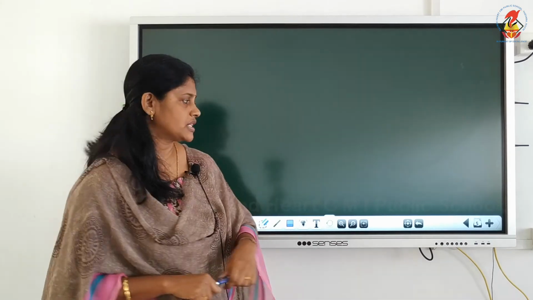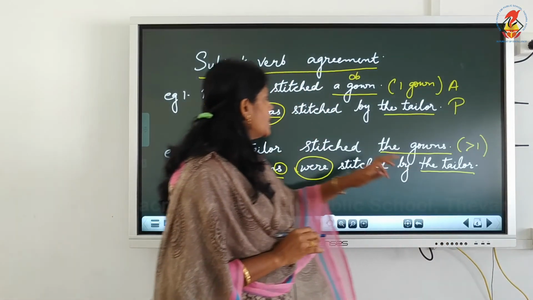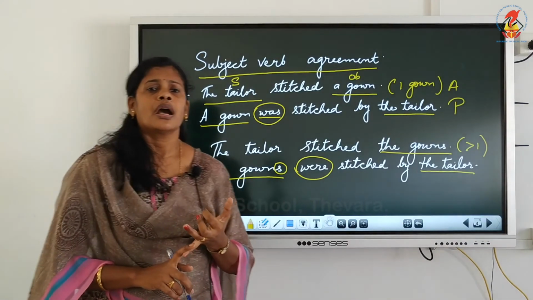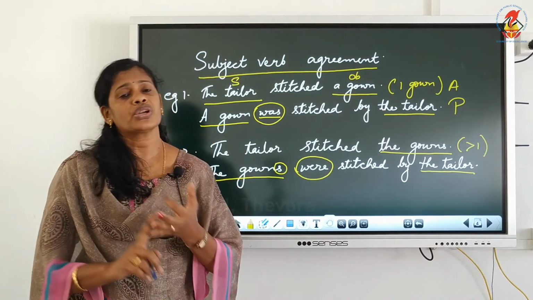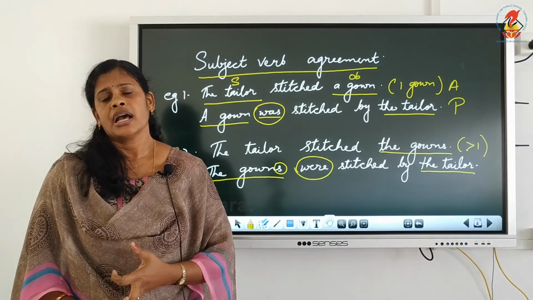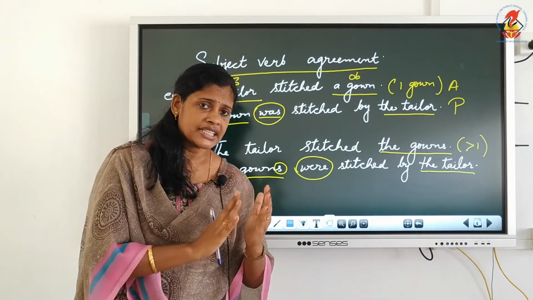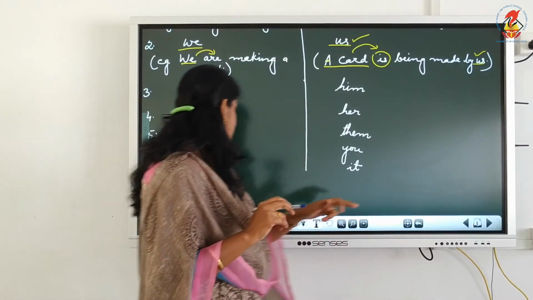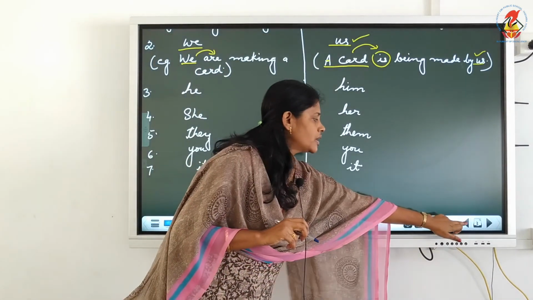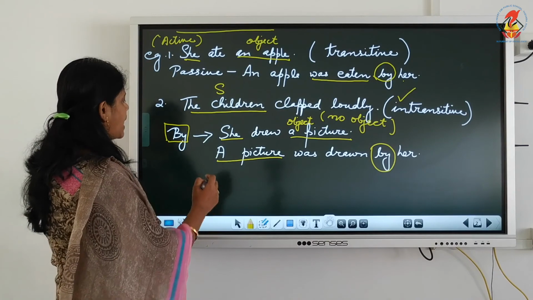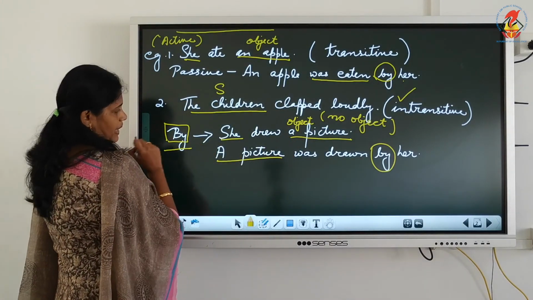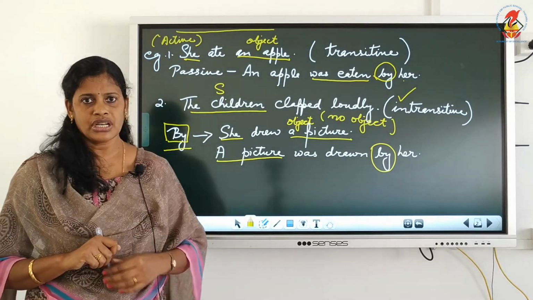So here, now I come to the end of this first video. In the first video, you should be remembering what is subject-verb agreement, what is an active voice, what is a passive voice, how to convert a sentence from active to passive voice, and how we generally use the word by to change a sentence from active to passive voice. Is it clear, children? Thank you, children.